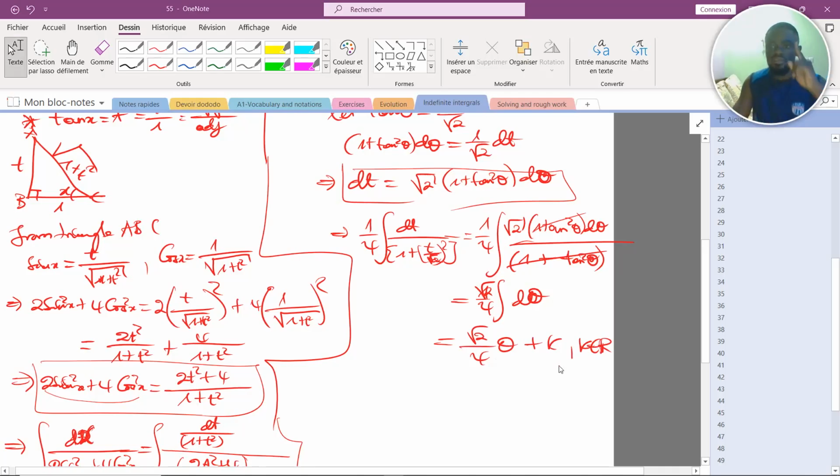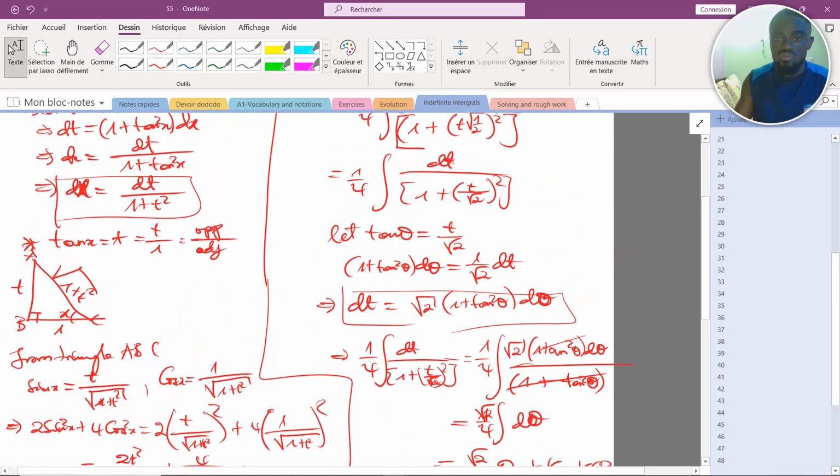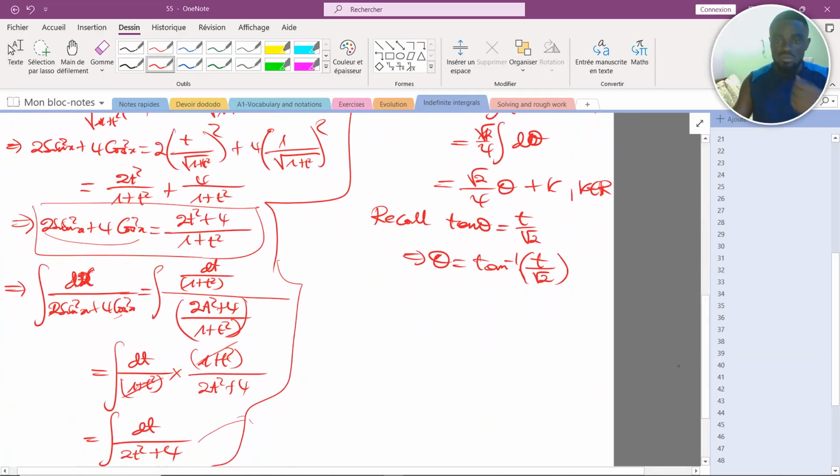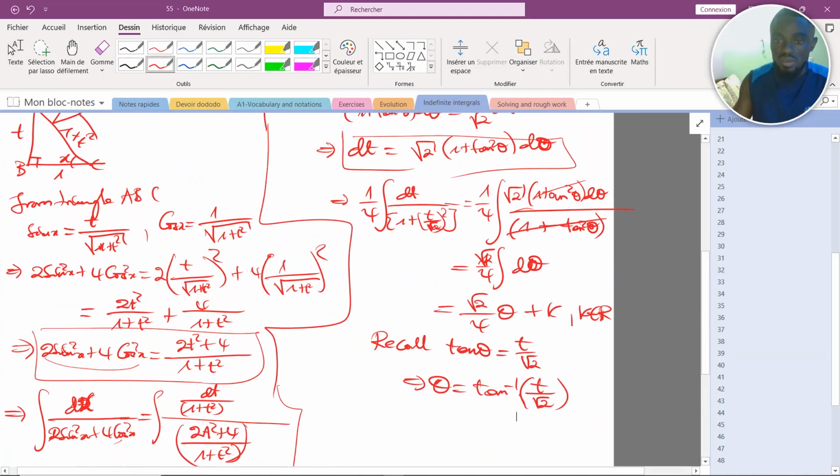Now, our integral was given in terms of x, so we have to leave everything in terms of x. Recall, our tan theta was equal to t on root 2. So this implies theta will be equal to the tan inverse, or arctan, of t on root 2. Is that okay? So this is our theta we have found, and we have to substitute it inside here.